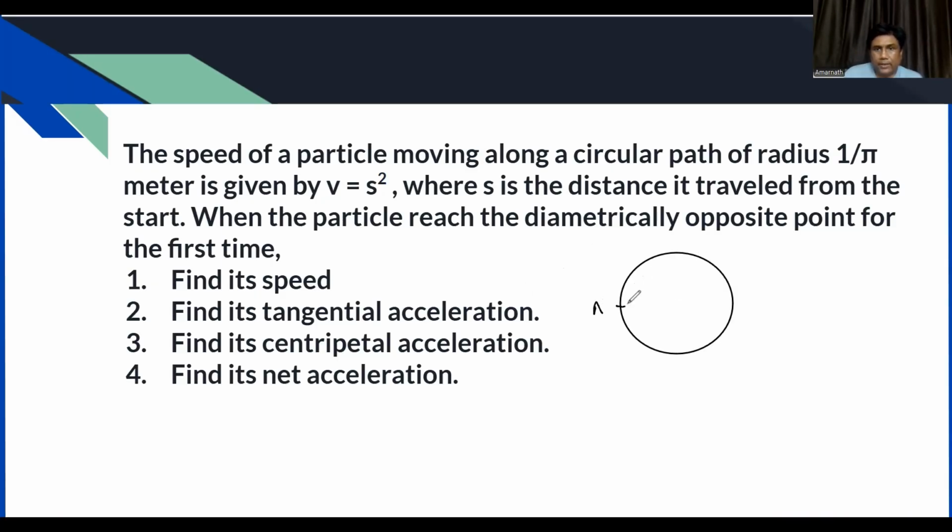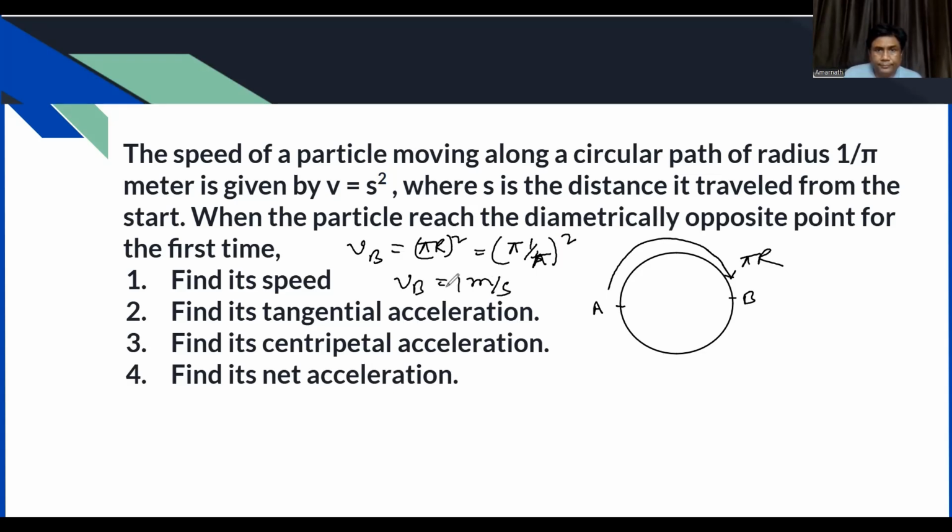So here, say this is the point A and the diametrically opposite point B. It is sure that the distance is pi r, okay? So speed is s square. It means speed at B will be distance square. So it is pi, and r is given as 1 by pi. It means speed will be 1 meter per second, okay? Because distance square they are giving. So the first question's answer is found, okay?